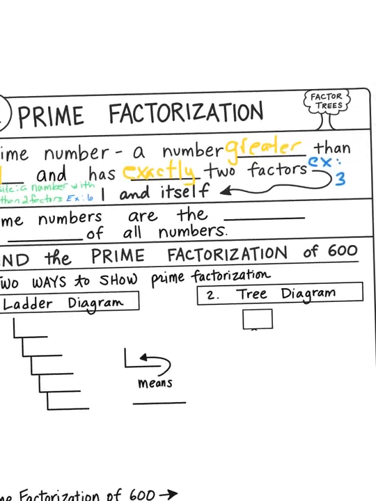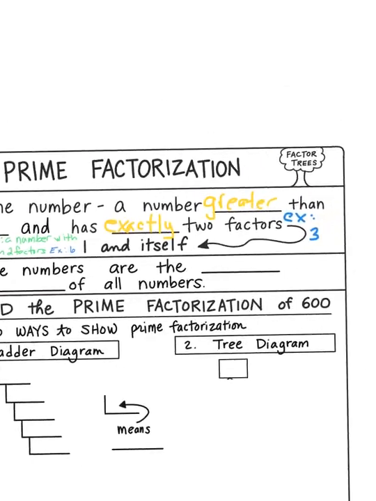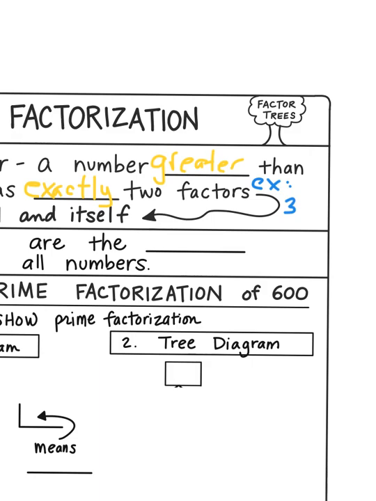Now there is a special circumstance number, or actually 2 of them, and those numbers are 0 and 1. They are neither prime nor composite.